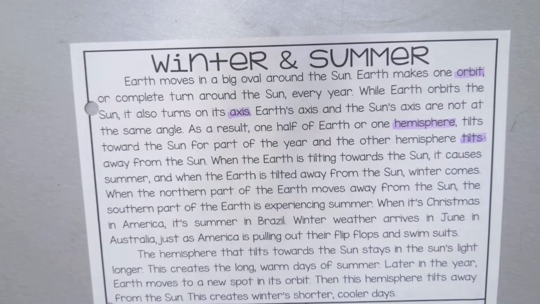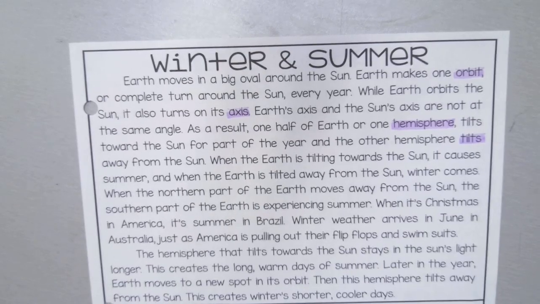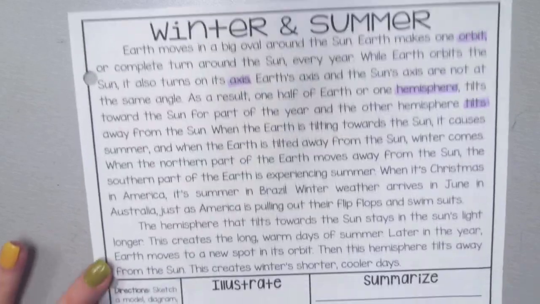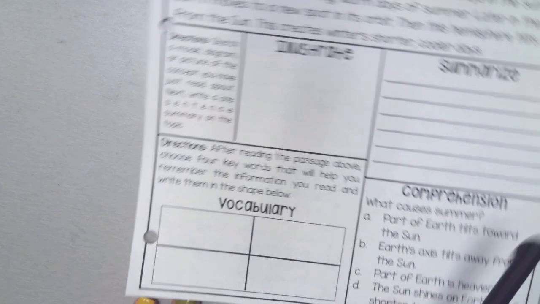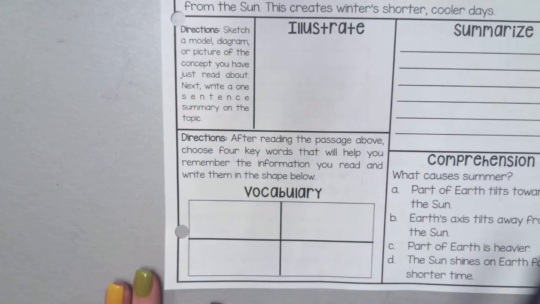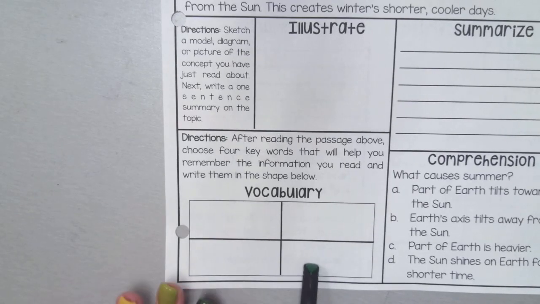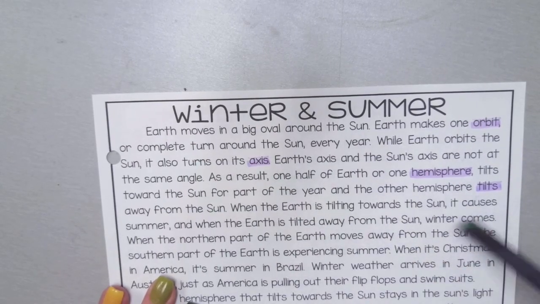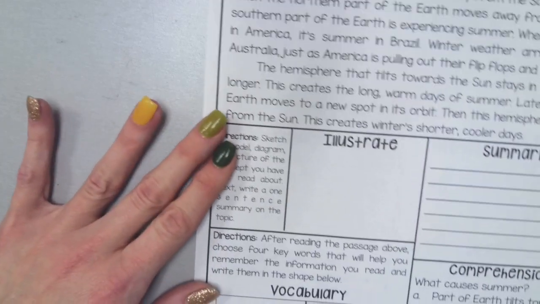Now, the reason we're highlighting these four words is because at the bottom it says, after reading the passage above, choose four key words that will help you remember the information you read and write them in the shape below. I have chosen the words for you: orbit, axis, hemisphere, tilts. You're going to write the words here.